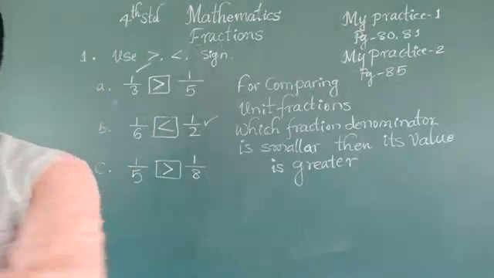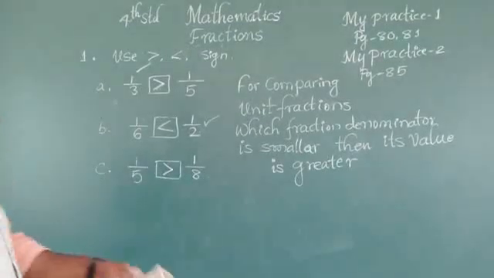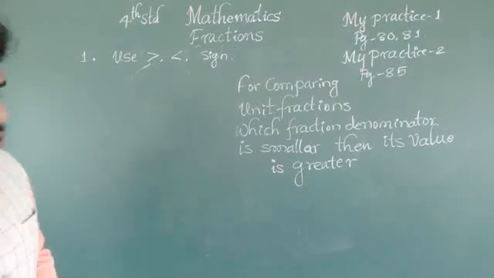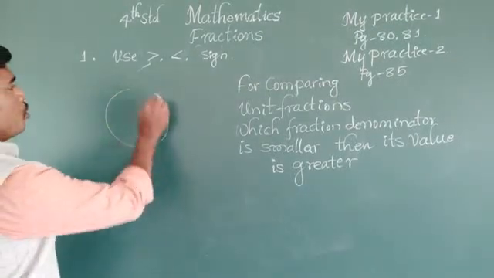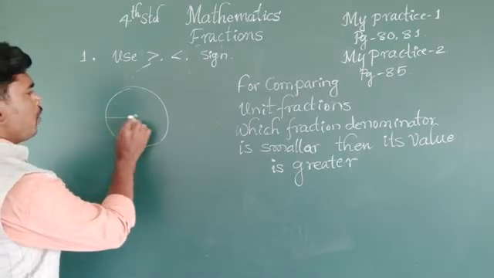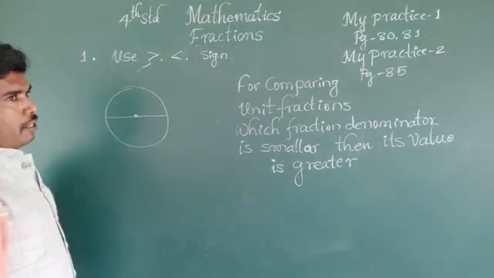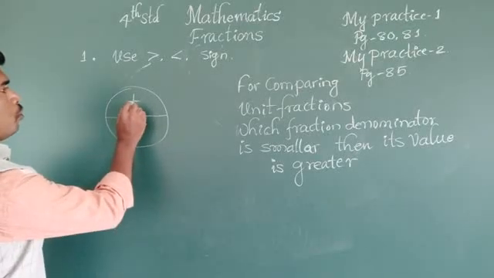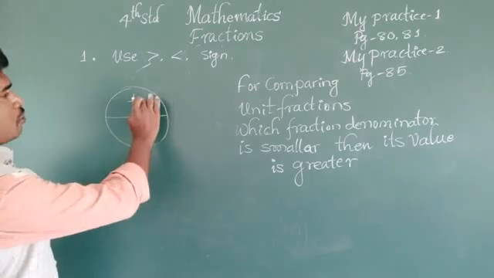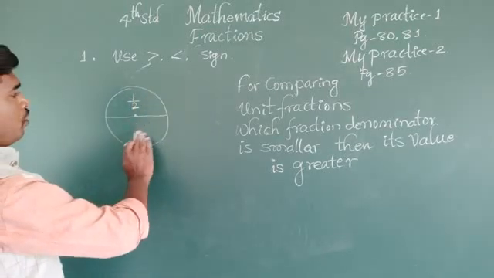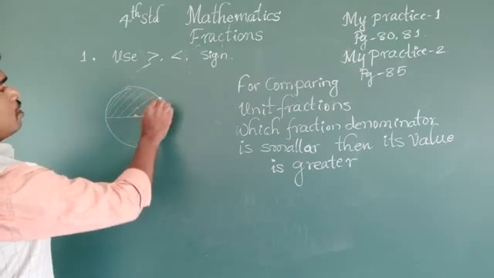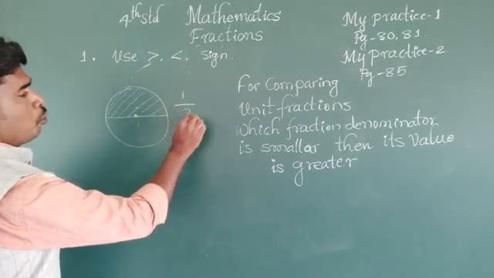By a diagram also we can say that. So here is a chapati. In this chapati I am going to make only 2 parts. This is 1 by 2 and again it is 1 by 2. Here I am going to take only half of the chapati. This is called 1 by 2.